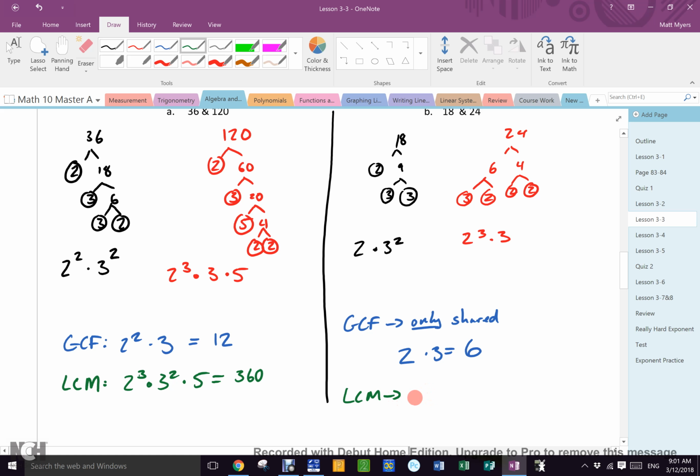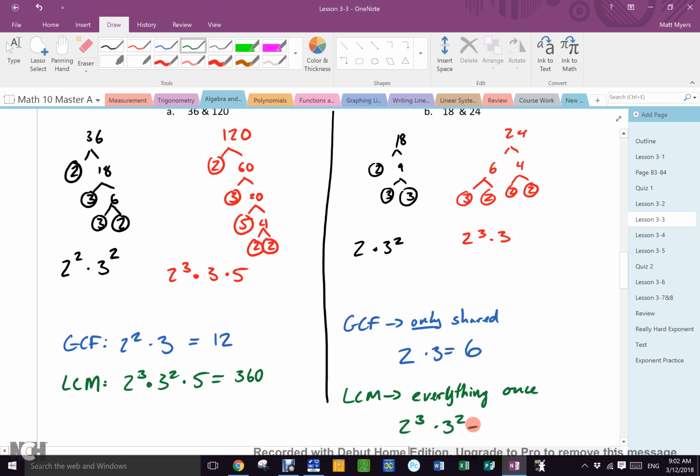LCM, that is everything. How many times? Once. So, we know 2 occurs. How many 2s occur here? How many here? 3. Does the 3 2s here cover that guy's 1, 2? Yes. So I got to count all of them. 2 cubed. How many 3s occur here? How many 3s occur here? So I got to count all of those 3s because that guy's 3s cover that guy's 3s. Is everybody good?